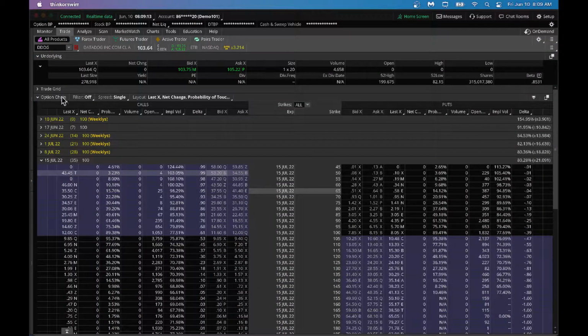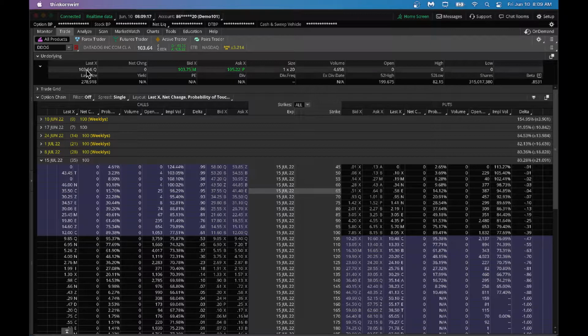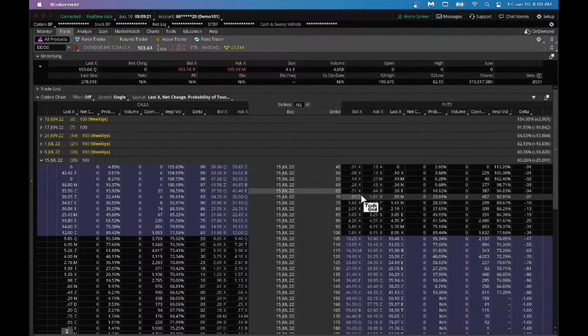I can do the same thing here, go 35 days out, and look, Datadog is at 103 right now. You could go all the way down here. I'm comfortable with Datadog. So look at the probability of touch here. I would say even 75 is a good one, and you get some nice premium. But if you want to stay comfortable, sell a put option at $70. Currently it's at 103.